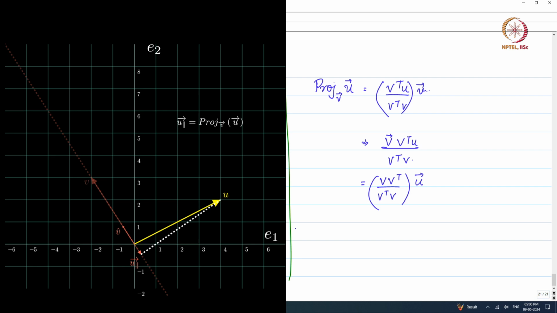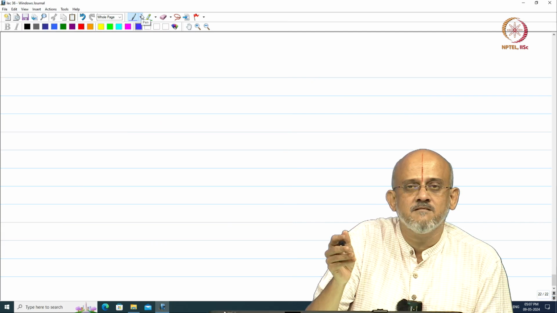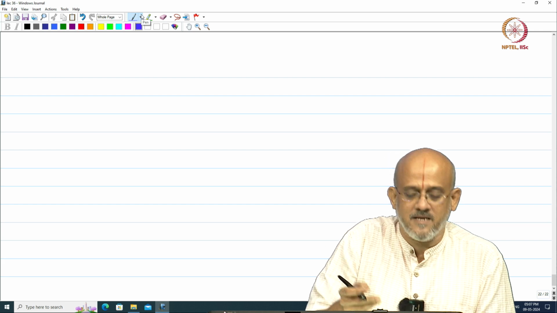Let us look at what is v transpose v. We know that v transpose v is a scalar. v transpose v is the dot product of v with itself, and it is a scalar. Now let us look at what is v v transpose. v v transpose is not equal to v transpose v, because if you look at the operation itself you can find out that they are different.